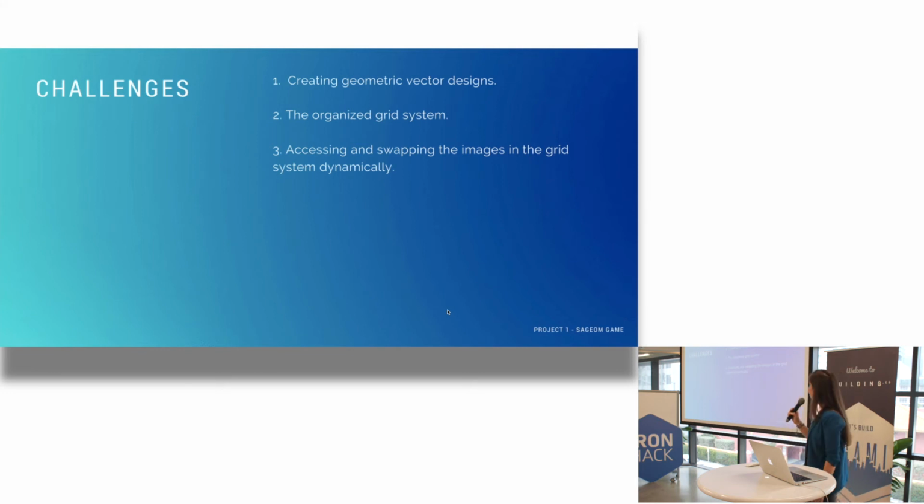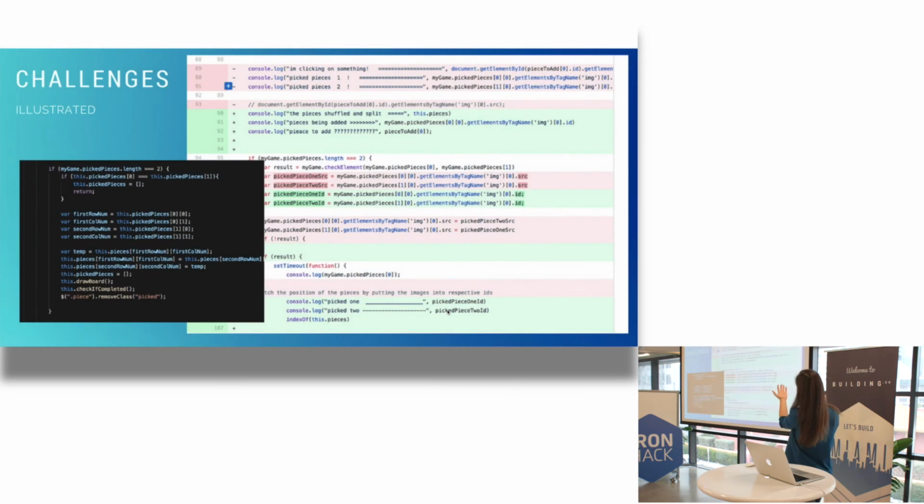Making them through Bootstrap made things easier, but not perfect either, so it took some time to figure it out. And our biggest challenge was accessing those dynamically put images through JavaScript and being able to swap them. Here's the illustration of that challenge. If you look at the special symbols on the console logs of us trying to figure out why it's not working, that's how it was.